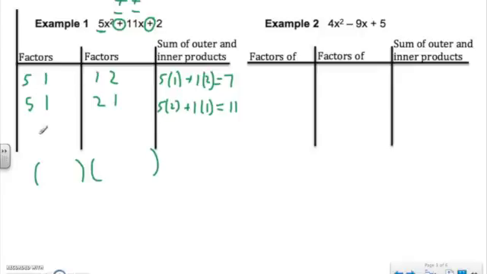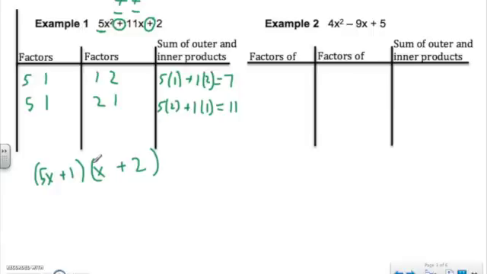Now I know that I have a 5x and a 1x, or just an x, in my first set of parentheses because they were my first factors. Now I want to make sure that I match my multiplication up with how I had it up here. So we multiplied 5 times 2, so that 2 is going to have to be the term here. That way I'm doing my 5 times 2 when I do the outside. And my 1 is going to have to go here. So I can do 1 times x.